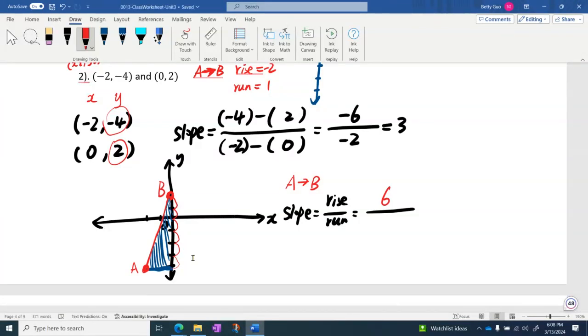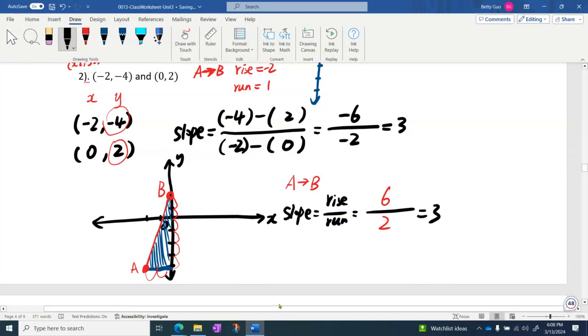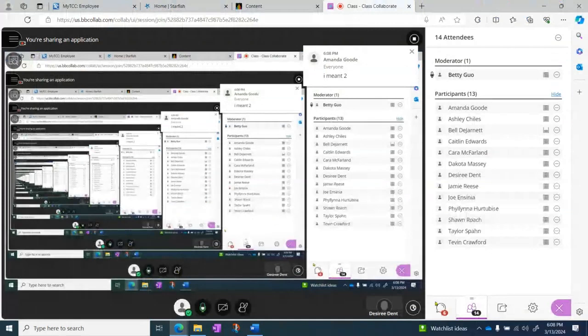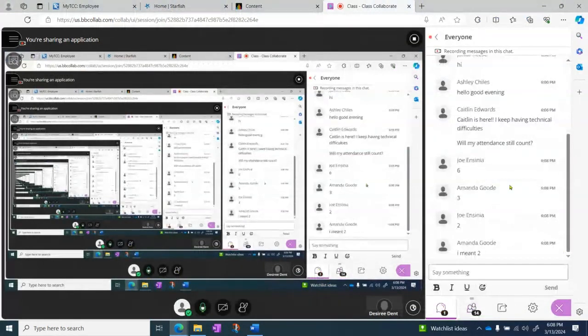Run from A to B. We go from left to right, so the run is also positive. How many units to the right? 1, 2, right? So rise over run, 6 divided by 2. We got a 3 as well. So that's the graphing method. The answer is 3, right? Yes, 6 divided by 2 equals 3. Very good.